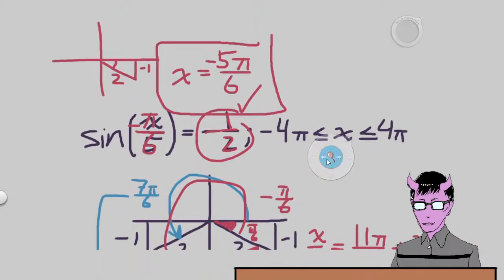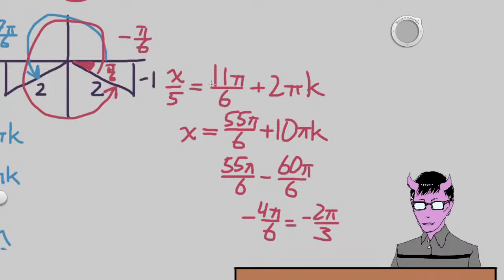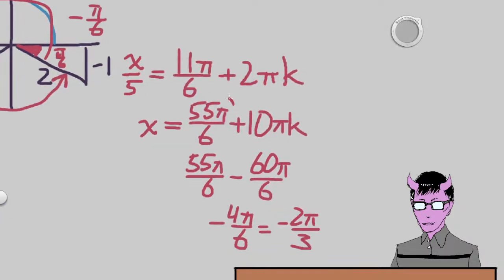This answer works out. Let me make sure I'm not goofing something up. Yeah, that one is coterminal to this one, because it's 1 pi over 6 short of full circle. That's true. Then times 5 to both sides, so this is correct.